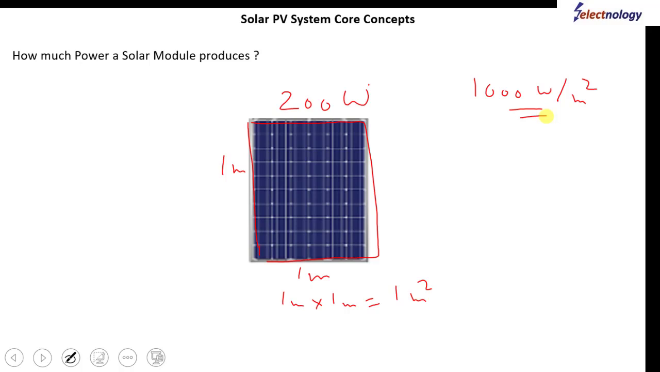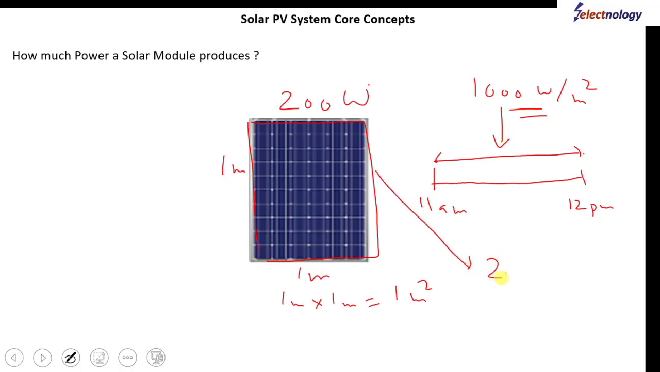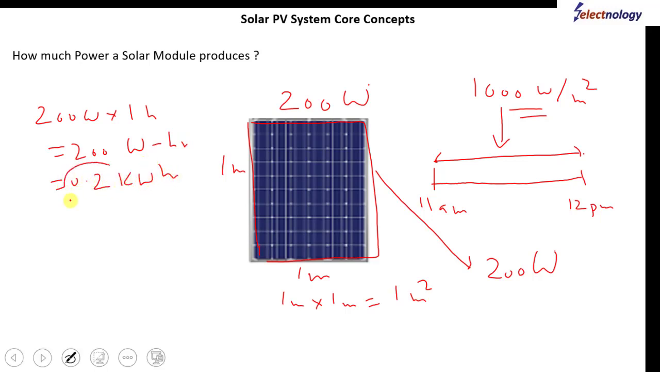Now if the solar energy is received for 1 hour, suppose from 11 a.m. to 12 p.m., and it remains 1000 watt per meter square for just 1 hour, this panel shall be producing 200 watts at its terminals. That means 200 watts into 1 hour is 200 watt hours, which is 0.2 kilowatt hour, meaning 0.2 energy units have been produced by this panel in 1 hour.